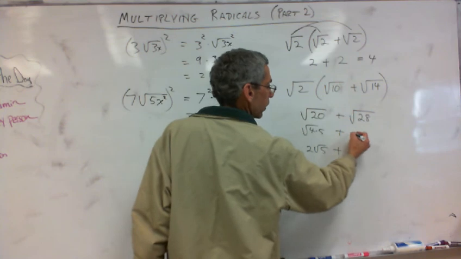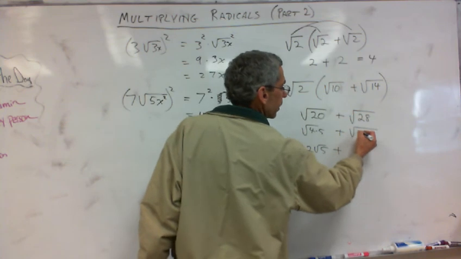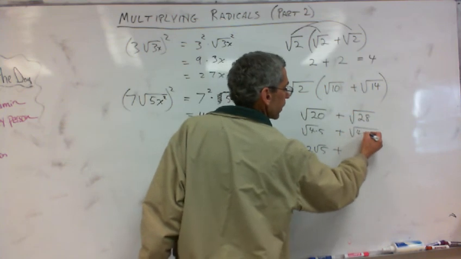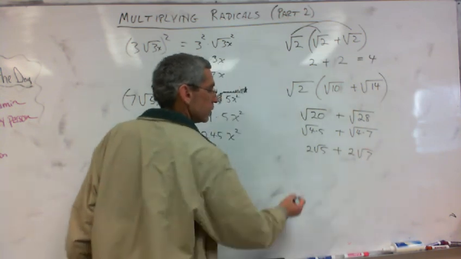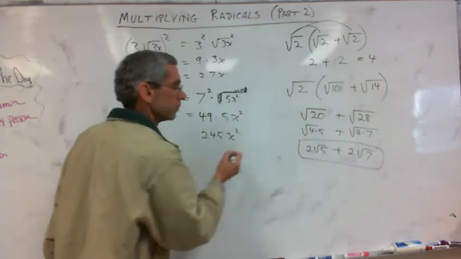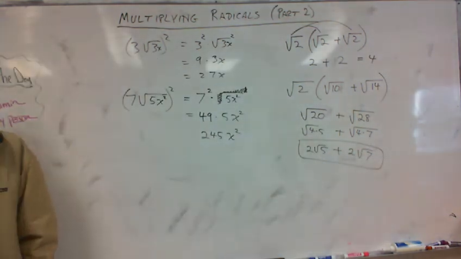Plus the square root of 28 is 4 times 7. So that's going to be 2 times the square root of 7. So that's my answer.